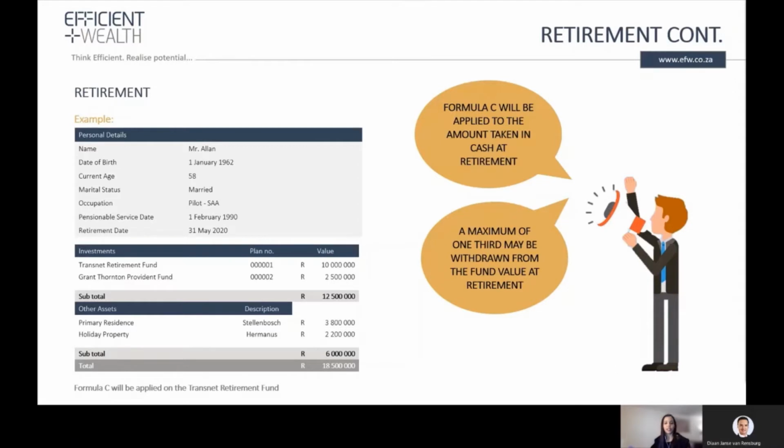So let's look at an example. This is Mr. Allen. He's currently 58 years old. He's an SAA pilot, and he is a member of the Transnet Retirement Fund. He started on the 1st of February 1990, and his retirement date is 31st of May 2020. That would give him 30 years of pensionable service and 22 years of service after 1998. He also contributes to a Grant Thornton Provident Fund.